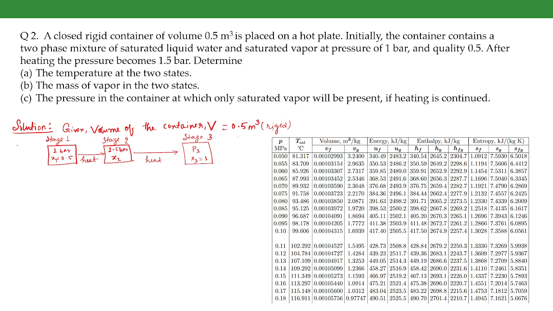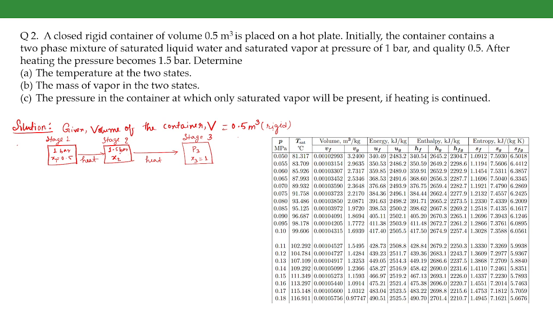So what is the process here? The volume of the container is given to be 0.5 meter cube, and it is a rigid container. At stage 1 it is at 1 bar pressure and has a quality of 0.5. That is the vapor fraction, the mass fraction of the vapor at the first stage. Then it is heated such that at stage 2 the pressure becomes 1.5 bar.